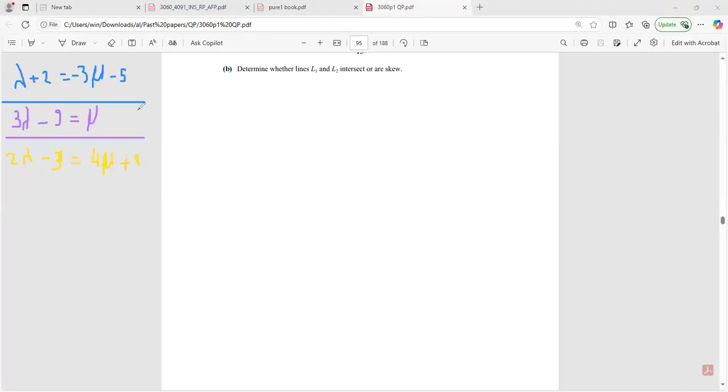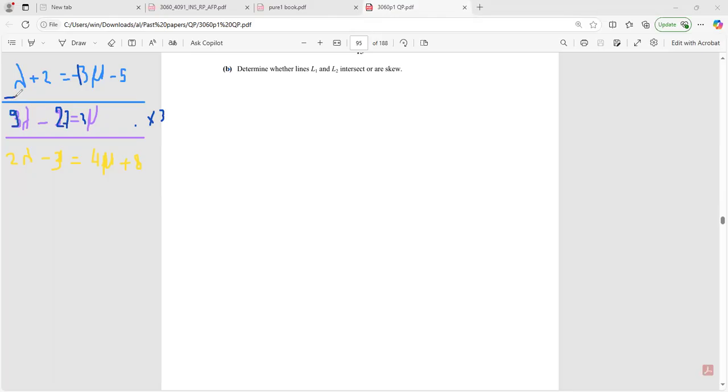So here we have to take the two equations of the two lines and write them like this. Lambda plus 2 equals negative 3 mu minus 5. 3 lambda minus 9 equals mu, and 2 lambda minus 3 equals 4 mu plus 9. Okay, so here I just copy them, and here we have to multiply this by 3 just to kick the negative with a positive. So this will be 3 mu, and this will be 27, and this will be 3 times 3 will be 9.